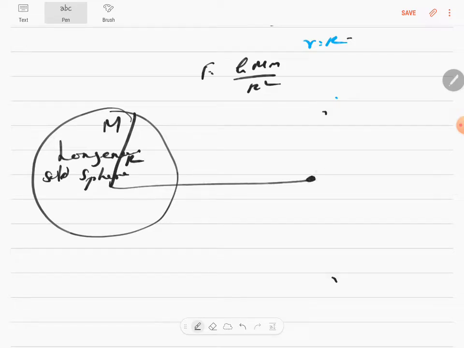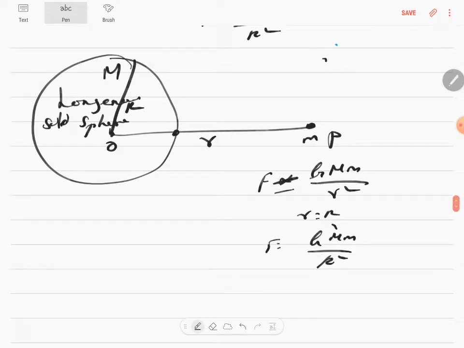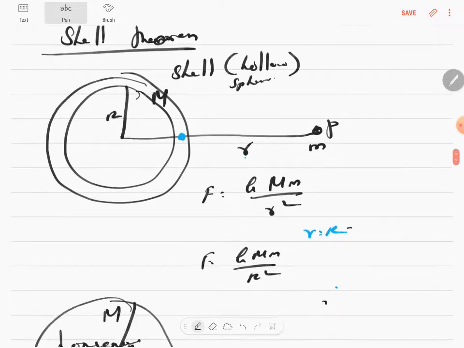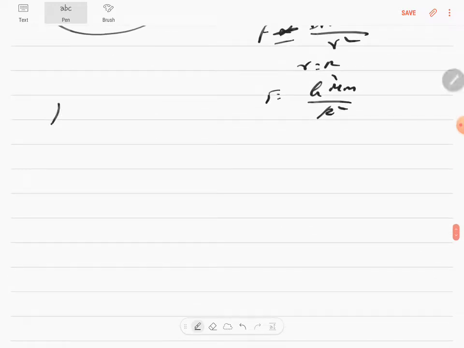Supposing I am talking about a small m situated at a point P, which is at a distance of small r from the center. Again the force of attraction will be G into capital M small m by small r square, and this point is going to be on the surface. Small r is equal to capital R, F is equal to G capital M small m by r square. There is nothing special whether it's hollow or solid. It's behaving the same way if the mass is outside. No difference. But when the mass is interior, that is when the shell theorem becomes very important.